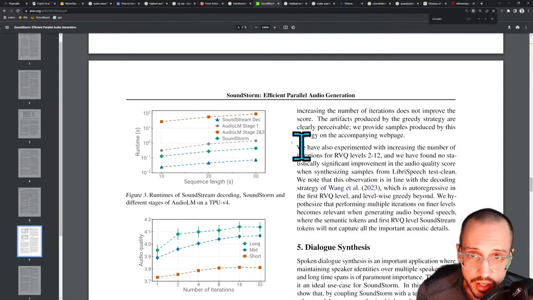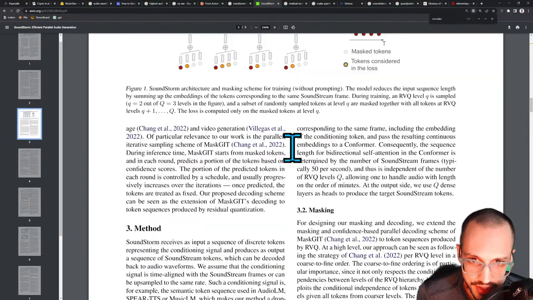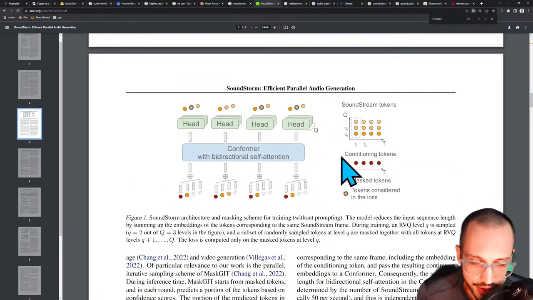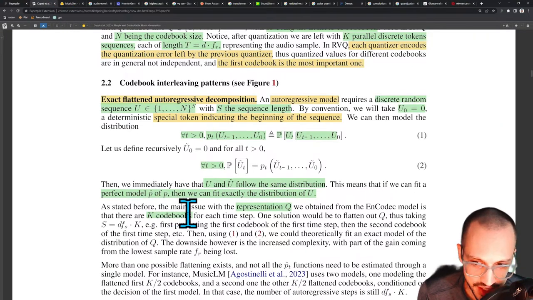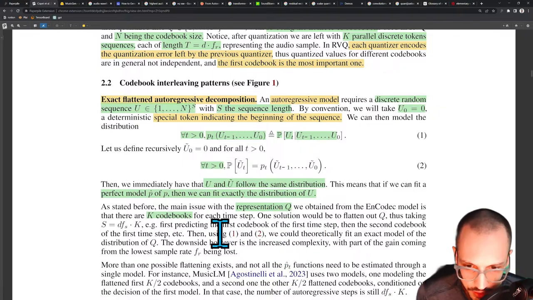So I keep going back to this SoundStorm paper because I feel like they have good figures here. But you can see here how you can use Q1 to predict Q1, but you can use Q2 to predict Q2. And at some point you have to decide, okay, are we predicting every single one of these? Are we going to predict Q1 and Q2 and Q3? And that's kind of what they're saying here. There's K of these. So you could flatten it out and then basically predict all of them. Or you could be auto-regressive on the thing itself, right? I think that's maybe what they're talking about here.